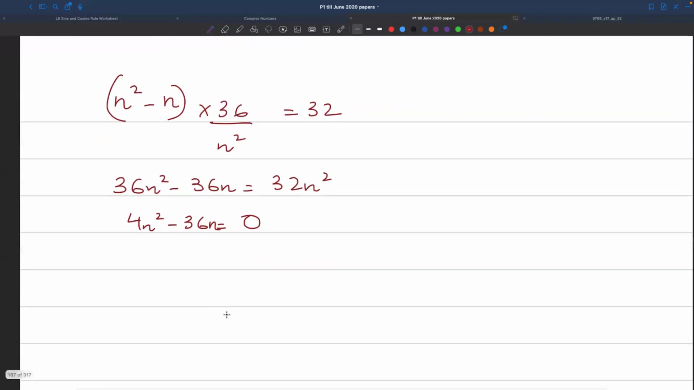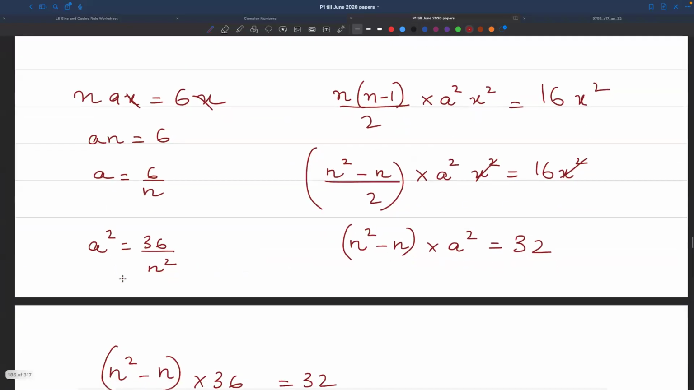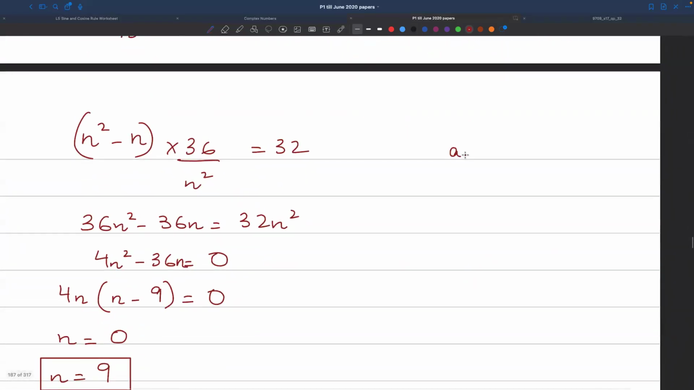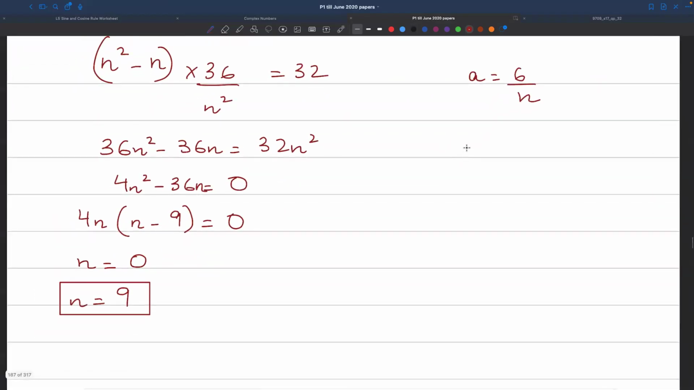And now the next part is fairly simple for everyone. You take 4n common, you will get (n minus 9). So one of the values of n will be 0. The other value of n will be 9. And obviously n is not 0. So n will be equal to 9. Clear? And what was a? a is equal to 6 upon n. The value of n is 9. So 6 upon 9. Sorry, where did my pen go? a is equal to 6 upon 9. a will become 2 upon 3.